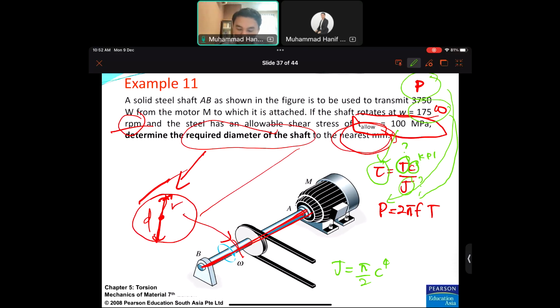Okay, so just 2 pi over 1 REV, you will eliminate REV. Okay, straightforward. So once you have this value, 175 times 2 pi divided by 60 seconds, you will get radian per second. So this is the answer for the omega. Okay, once you have omega, you have to substitute into the equation P equals T dot omega.